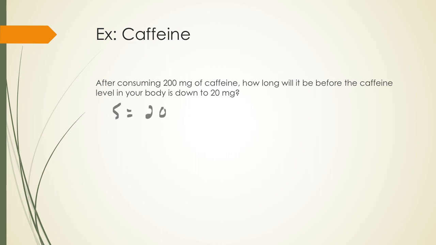S is equal to 200 times (1 minus 0.17) to the n, where n represents the number of hours after the caffeine was consumed. We want to solve for what value of n gives us S equal to 20. I know that logs help me undo the exponential portion of this equation, but first I want to isolate that piece. I divide both sides by 200.